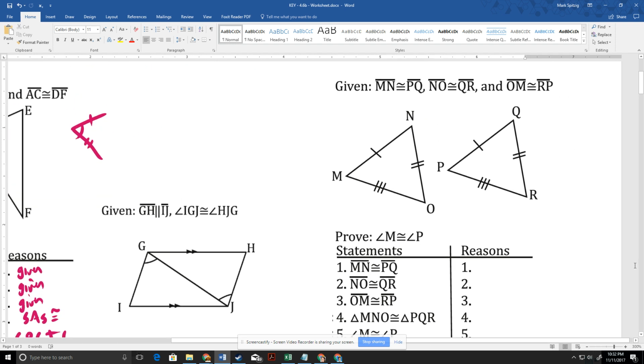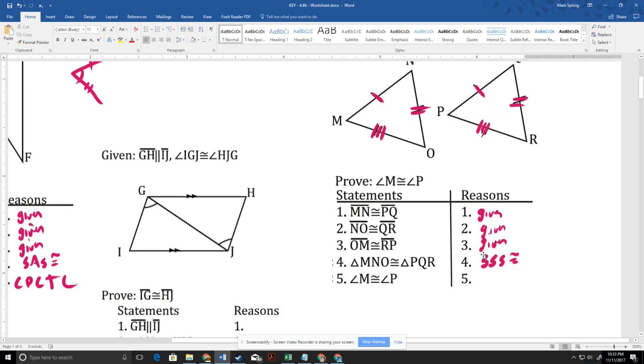Go to this one over here. MN is congruent to PQ. We have NO is congruent to QR, and we have OM is congruent to PR. That's given. And then finally, the triangles are congruent. That's an easy one. That's side, side, side. All the sides are congruent there.